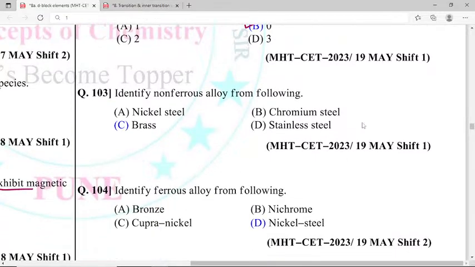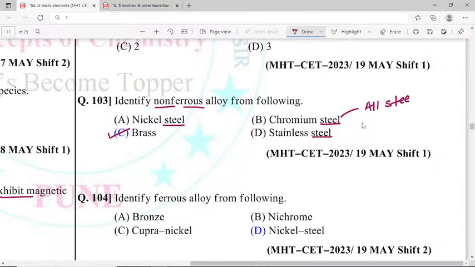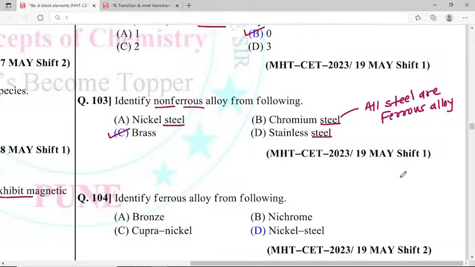Identify the non-ferrous alloy. Steel, brass, all steel. Always remember, all steel are ferrous alloys. Whenever it is written as steel, it is always ferrous. If it is not written as steel, it is non-ferrous. Are you getting this one?